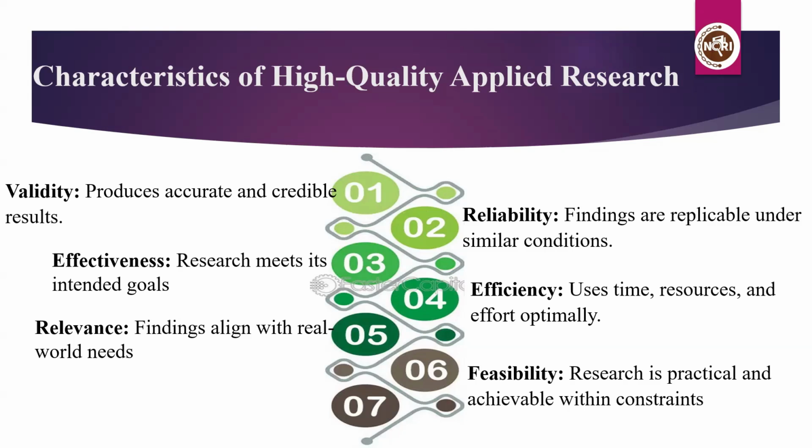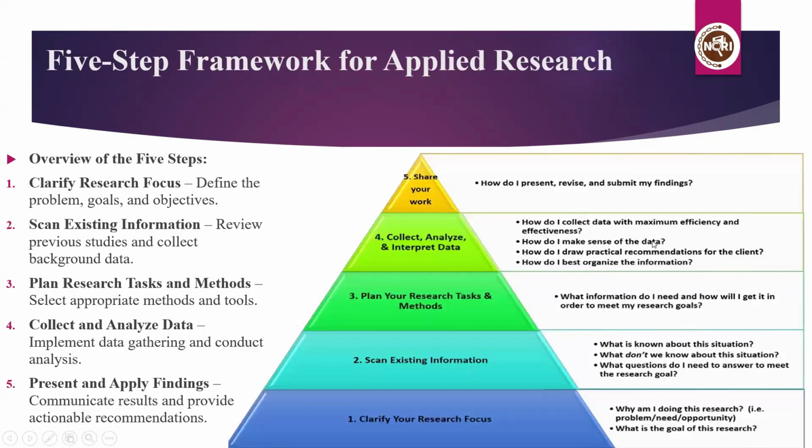So applied research, the other characteristic is feasibility of that research. Indeed, it is practical, achievable within the given constraints, within the available resources. And these are the five-step framework for applied research, where you start with clearly elaborating or elucidating about the issue, the problem. What is the problem? What are the goals? And thereafter, you scan existing information. What information do you have at hand?